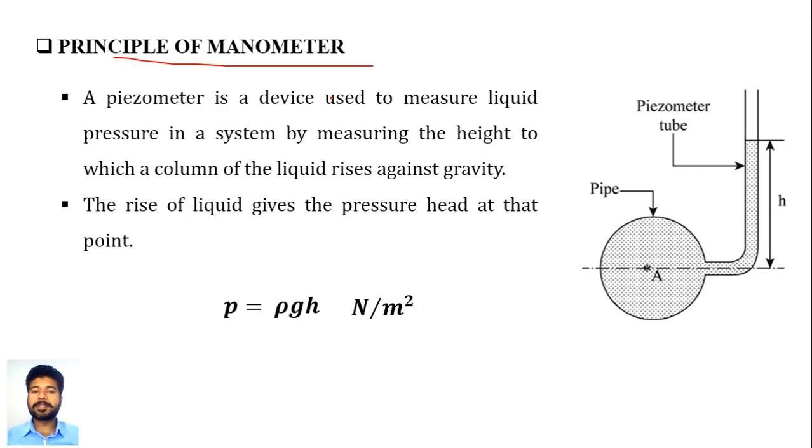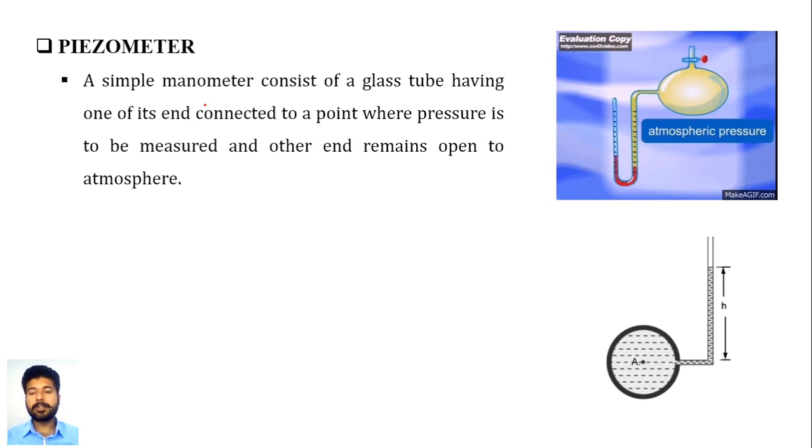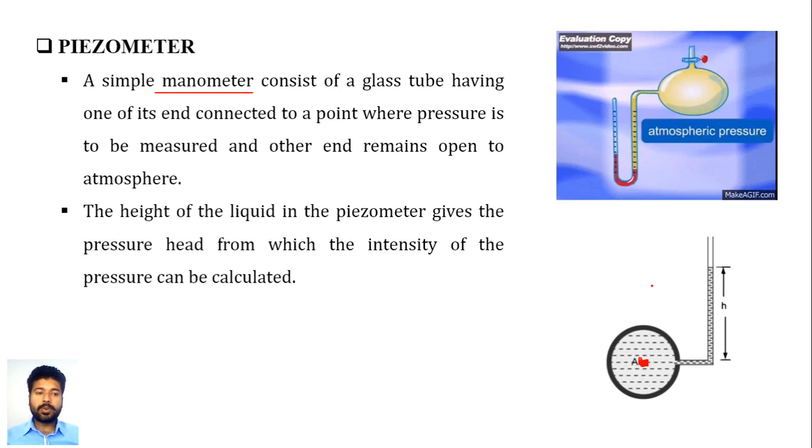So this one is also the principle of manometer, which is already discussed in our previous session, and today's topic, that is our piezometer. So piezometer is nothing but a simple manometer which consists of a glass tube. Over here you can see that there is one glass tube, that means a transparent glass tube or a plastic tube which is transparent, and having one of its ends connected to the point where we need to measure the pressure, like in this diagram, point A, and the other end of this piezometer remains open to the atmosphere. So the height of a liquid in a piezometer gives the pressure head.